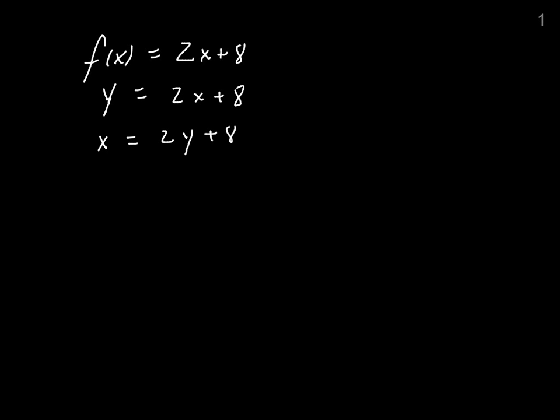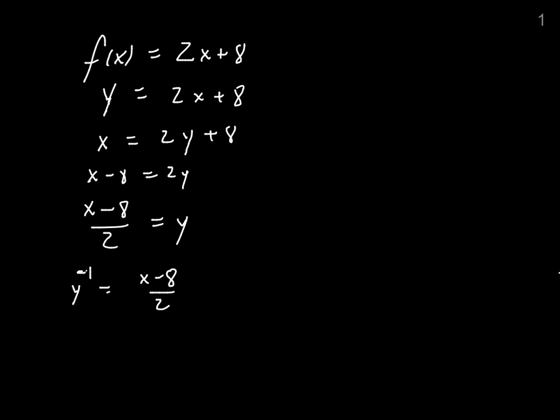And now solving for y, I bring 8 to the other side. So x minus 8 equals 2y. And then divide both sides by 2. I get x minus 8 over 2 equals y. So my inverse, f of x inverse, is x minus 8 over 2.